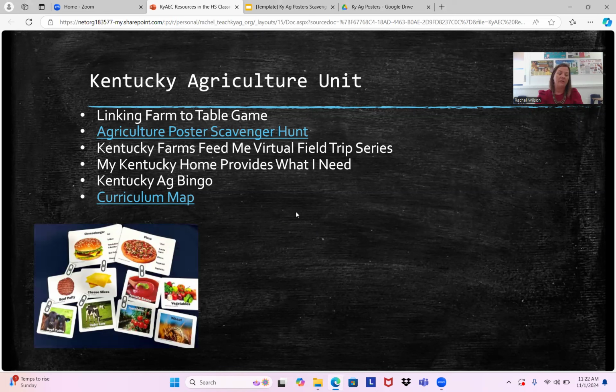If you notice, it has all of these cards down at the bottom, and some of them are commodities or raw agriculture products that would actually be seen on the farm. And then some of them are a lot closer to a consumer-ready product that students would be accustomed to consuming. So for example, there might be some soybeans, or there could be a beef patty, or tomato sauce, ketchup, things like that.